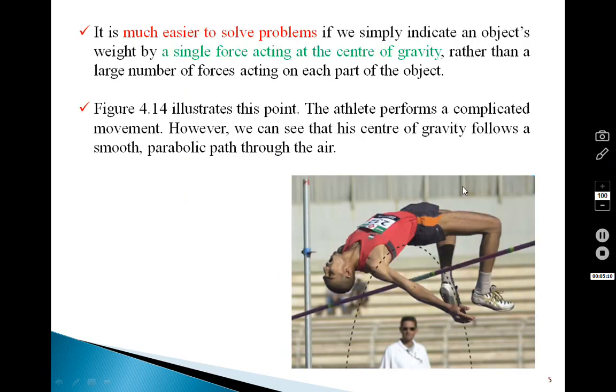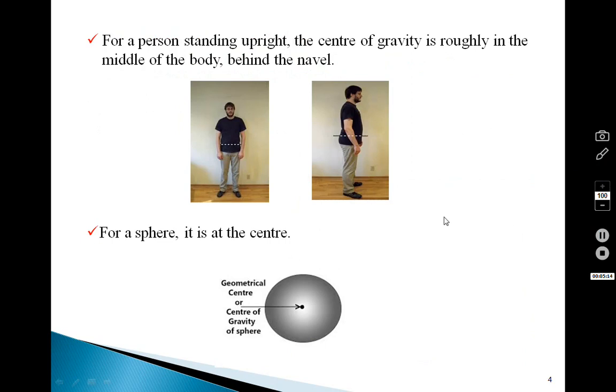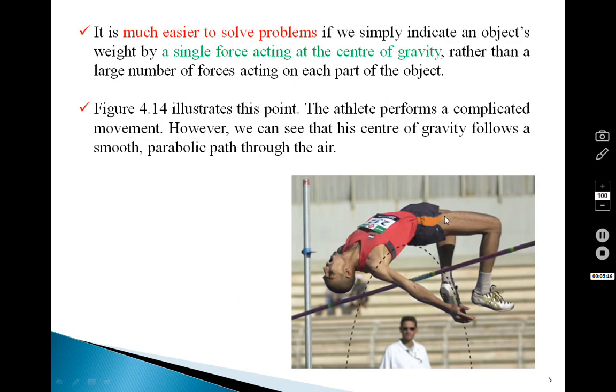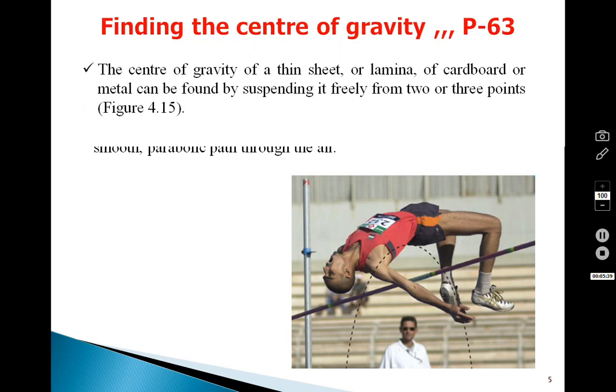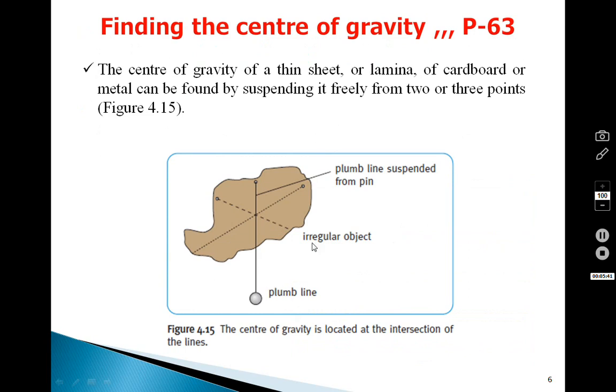Take another example. As we can see in this figure, there is a center of gravity for some shapes, like a person, like a circle, and there is another center of gravity for non-uniform objects, as we will see in the next slide, like this one.